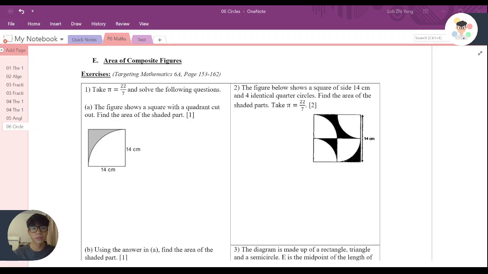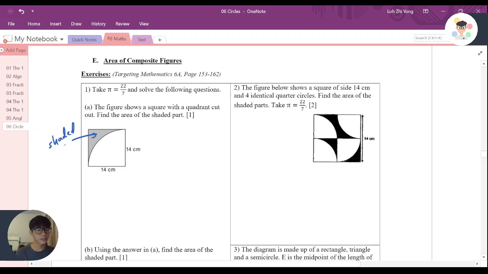Now we are looking at page 10 and question number 1. Now let's look at this question. Here it says take pi as 22/7 and solve the following questions. The figure shows a square with a quadrant cut out. Find the area of the shaded part. Basically we are looking for this shaded part.